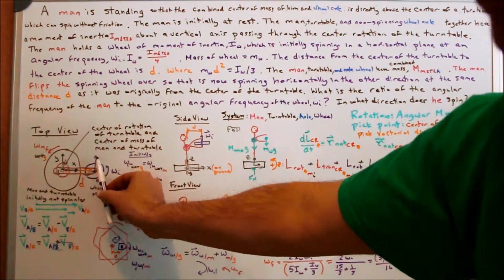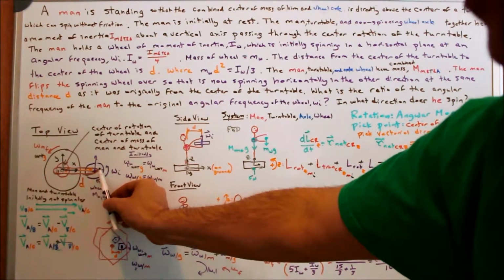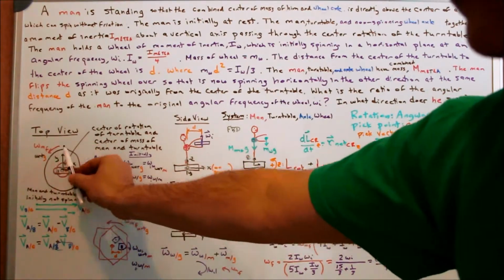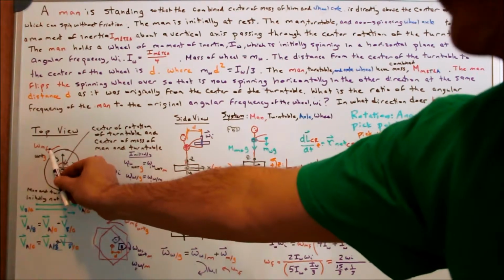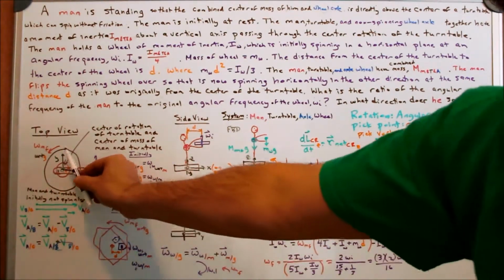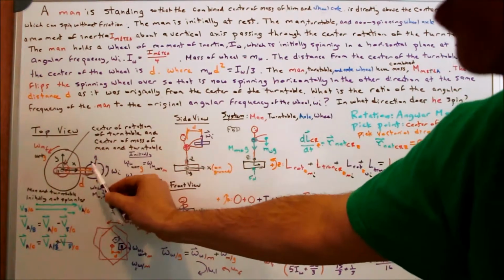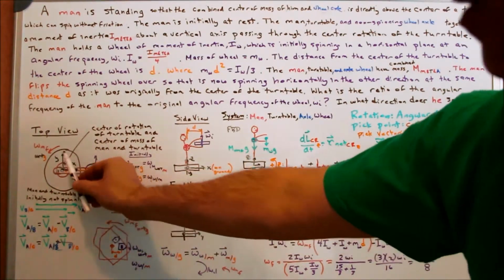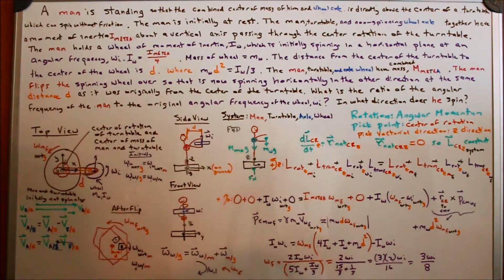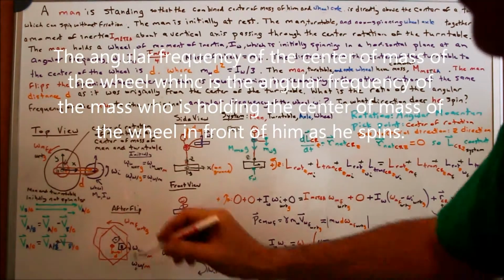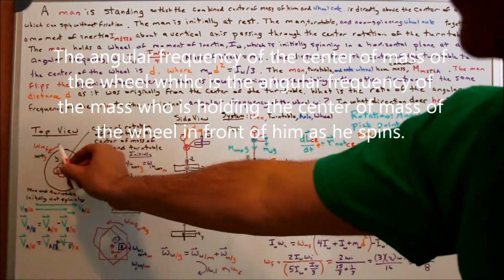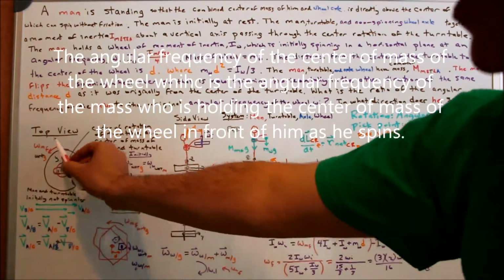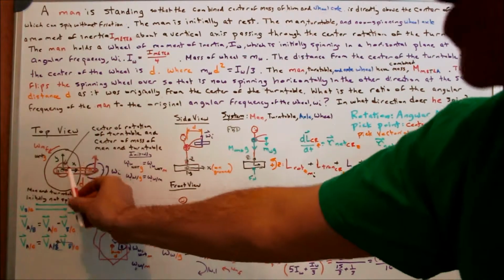So the velocity is r times omega. This r is d. The angular frequency is the omega of the man, not the omega of the wheel. He's going with the wheel. The man is holding the center of the wheel, and so the velocity does not depend on the spinning of the wheel, but on the angular velocity at which the man is rotating.